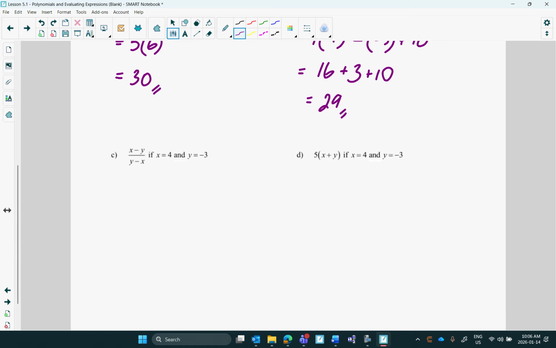Okay, this next one. So wherever I see an x, I replace it with 4. Whenever I see a y, I replace it with -3, using parentheses. So in parentheses 4, then minus. In parentheses -3, then over. In parentheses -3, then minus. In parentheses 4.